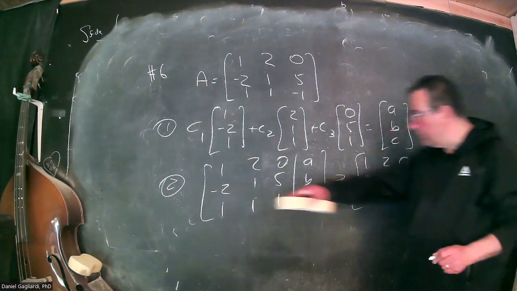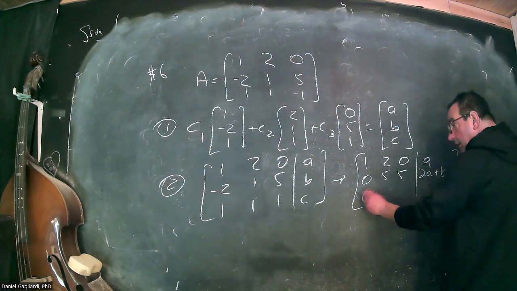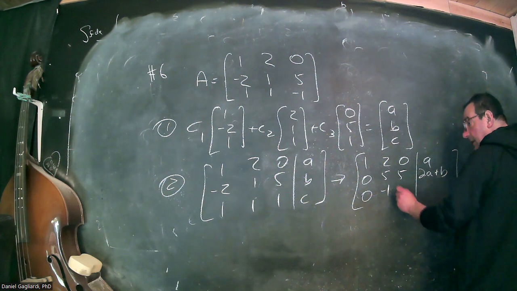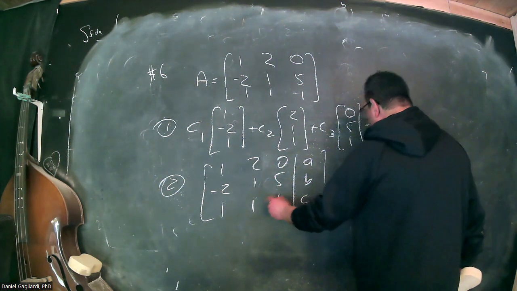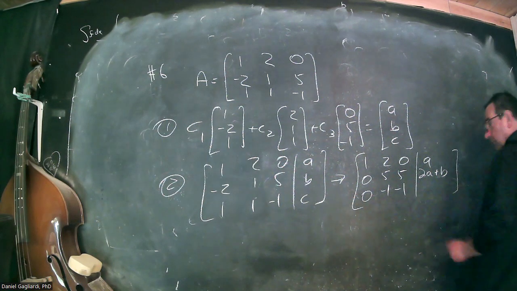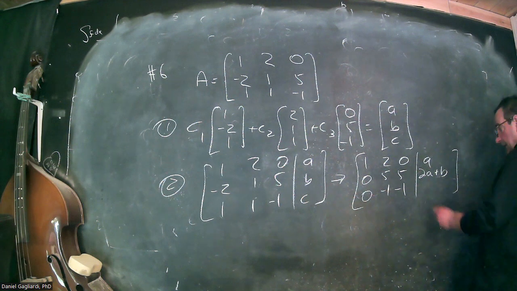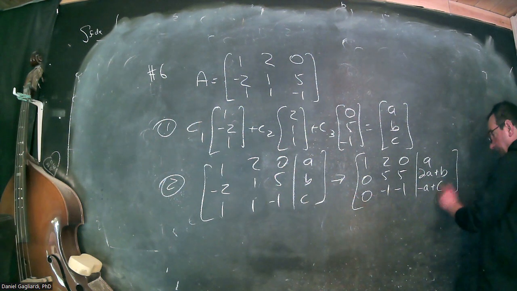Now we'll take row 3 minus row 1. That gives me a 0, a negative 1, and a negative 1. All right, sorry about that. And a negative 1. And so we have C minus A. Okay, let's write that as negative A plus C.